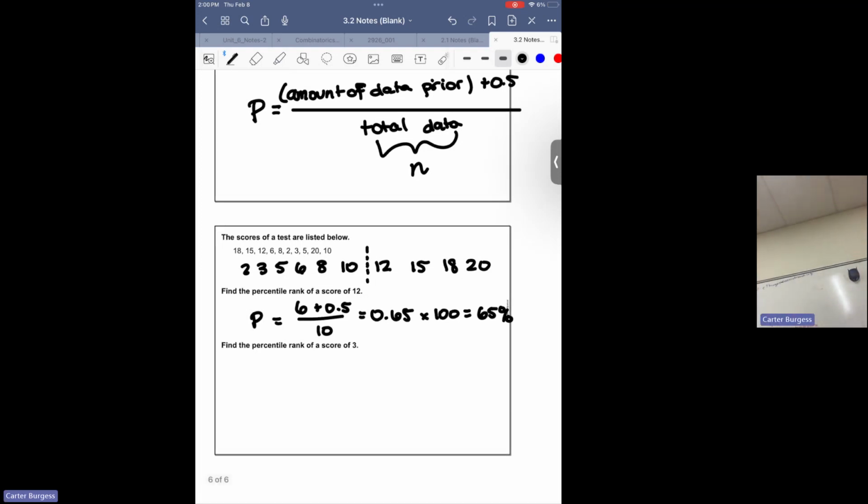All right, how many data points fall to the left of 3? 1. Again, we have this little adjustment term divided by 10 times 100. What percentile does this represent? The 15th percentile. And percent is not the way to write it. It's the 15th percentile.